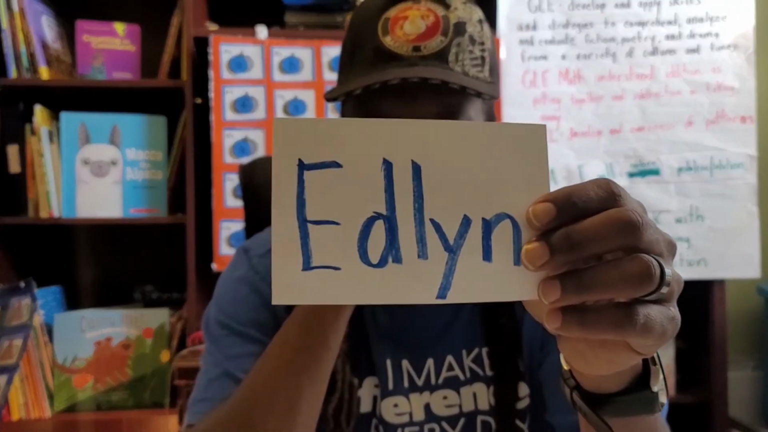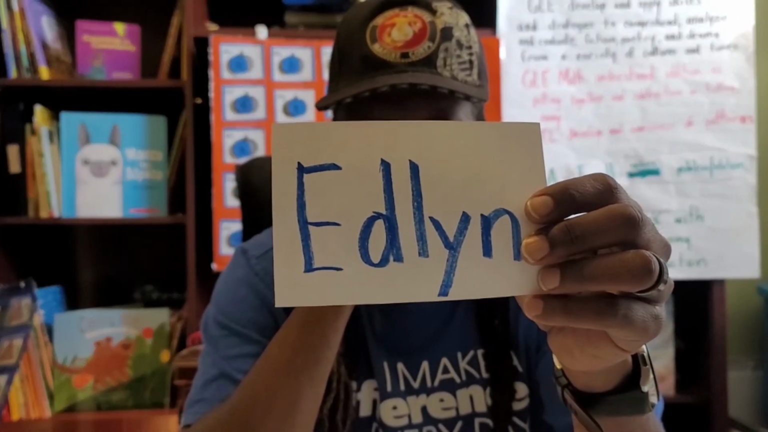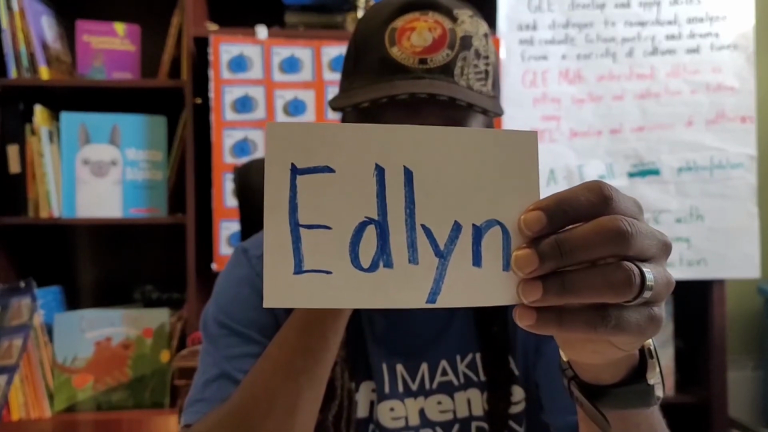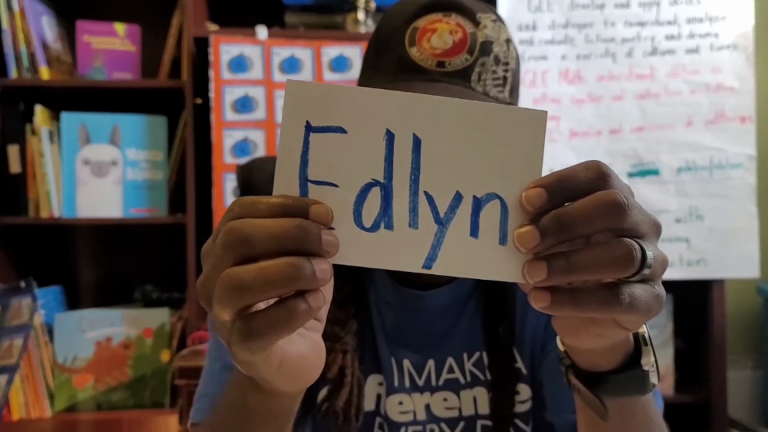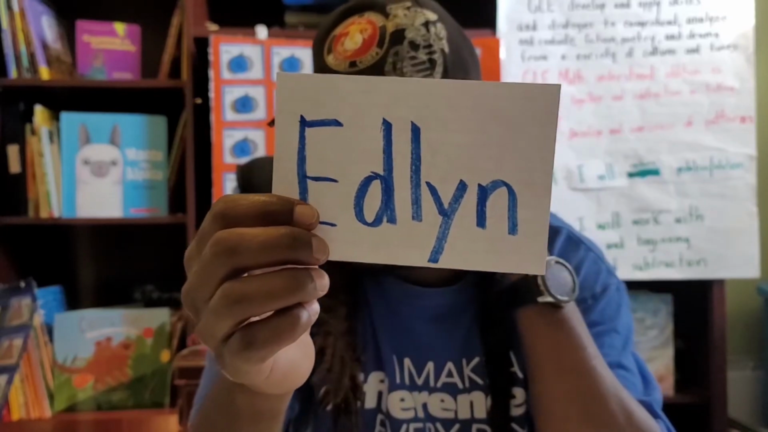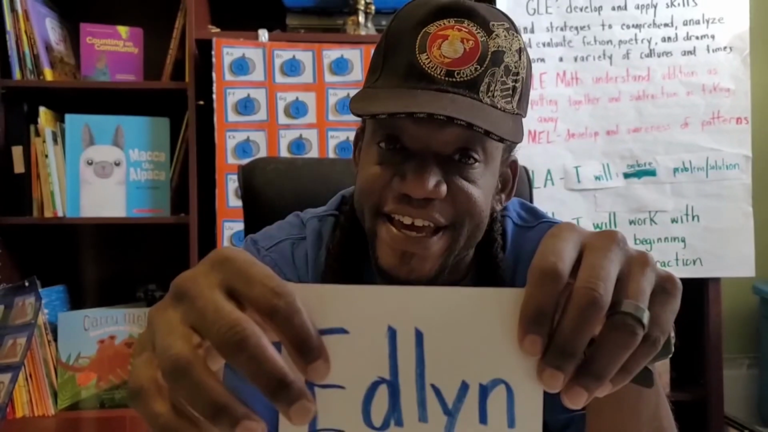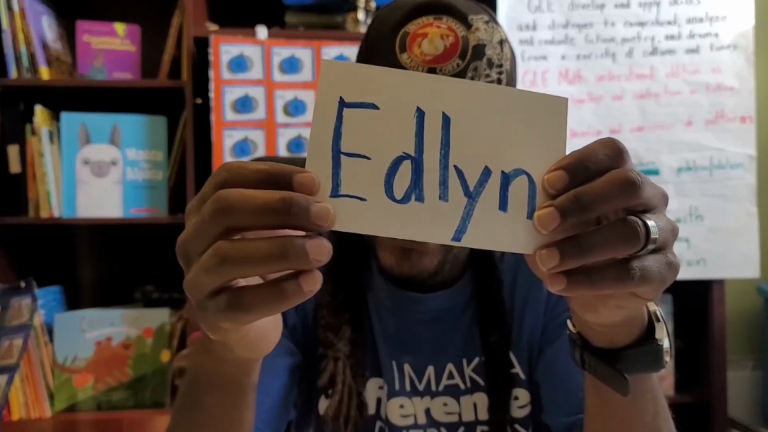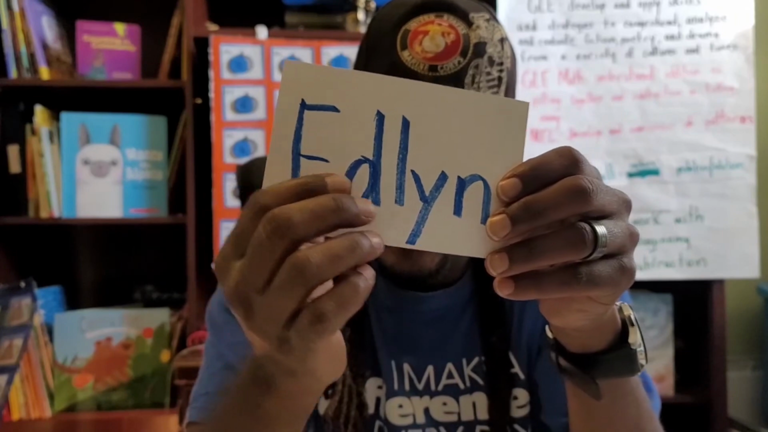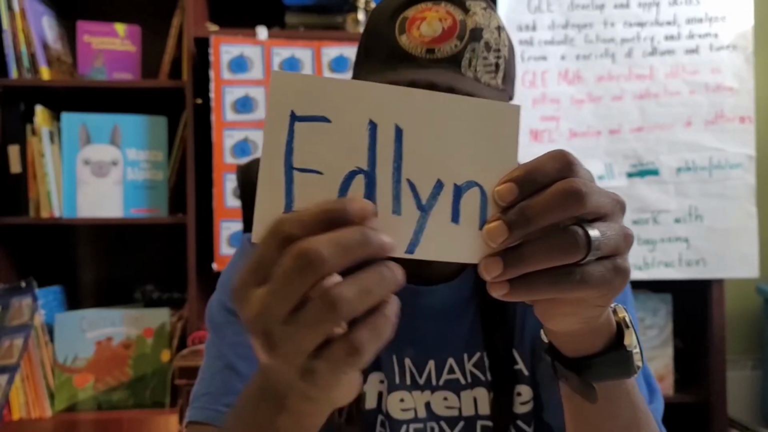And whose name is this? Edlin's name. Hi, Edlin. How you doing, sir? What letter does his name start with? An E. Is an E a vowel or a consonant? A vowel. And vowels have two sounds, right? So the E says eh, or it says E. E-D-L-Y-N. E-D-L-Y-N.